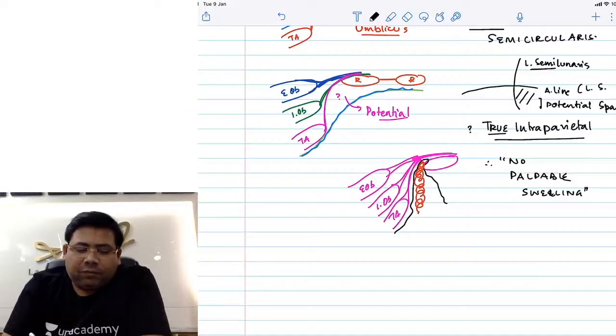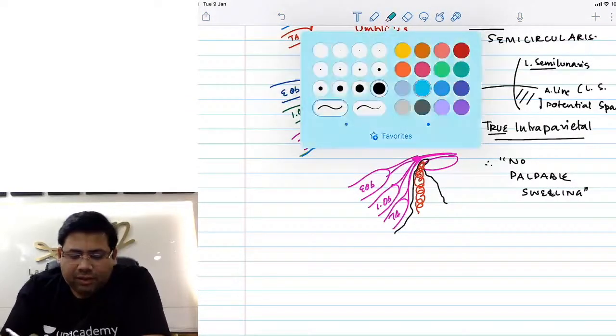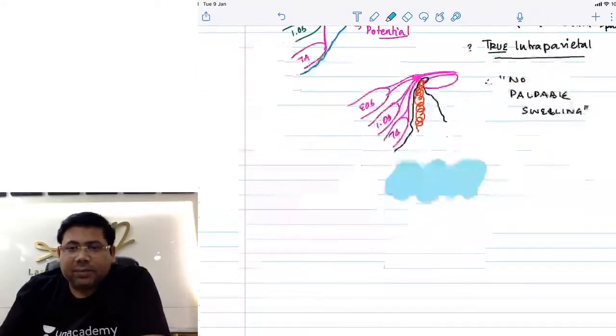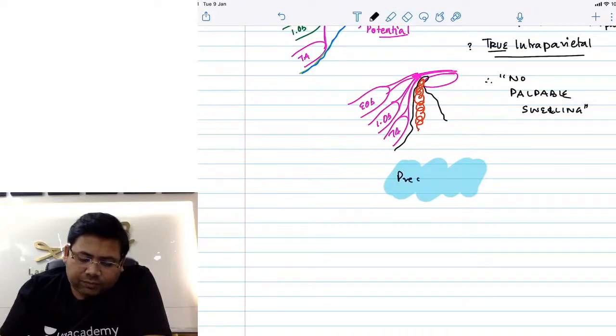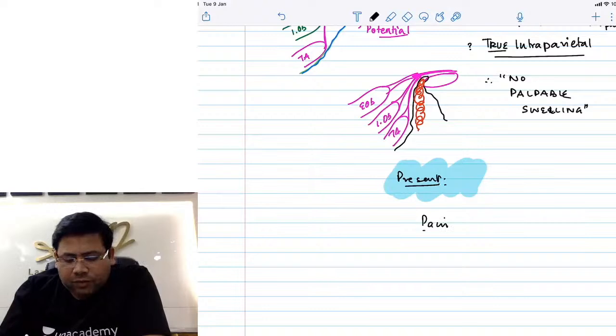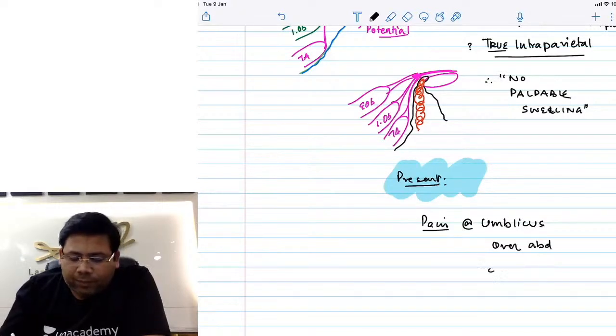Next is, Bache, what will be the classical presentation of these patients? Let us try to understand. The patient will present to you with vague pain. So presentation: it is pain over the abdomen, pain around the umbilicus, over abdomen with no palpable mass.